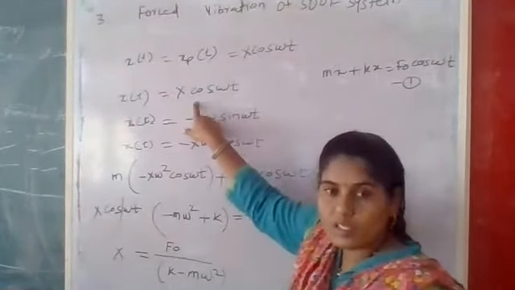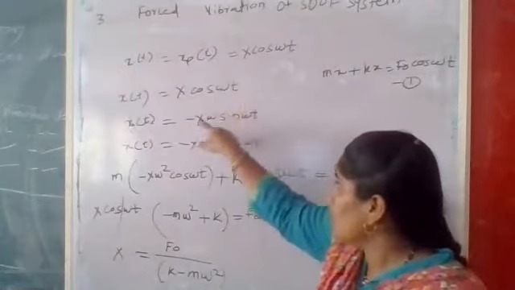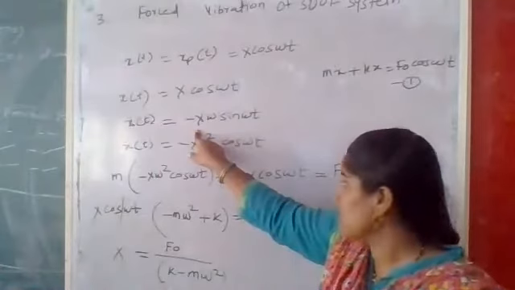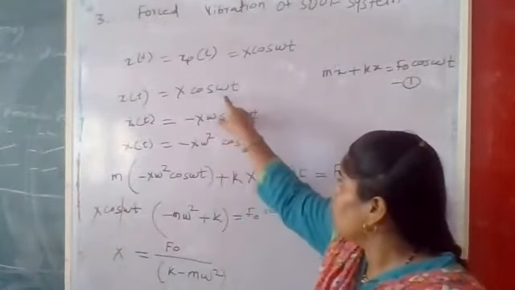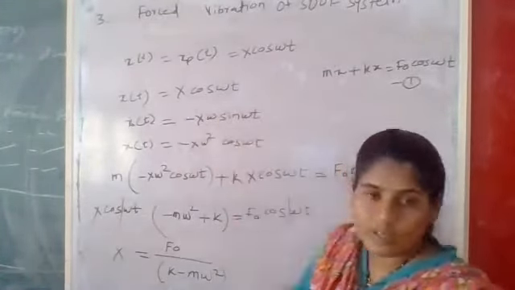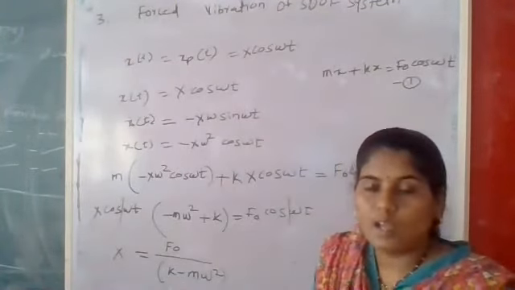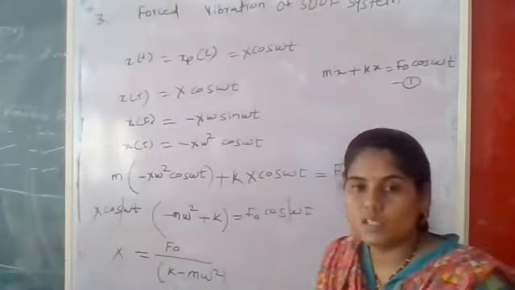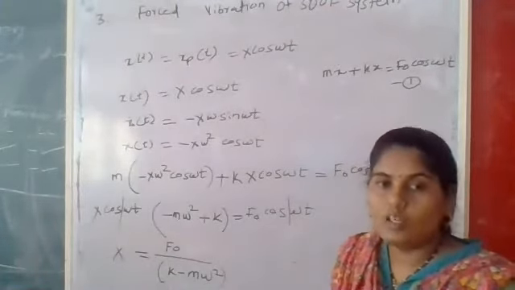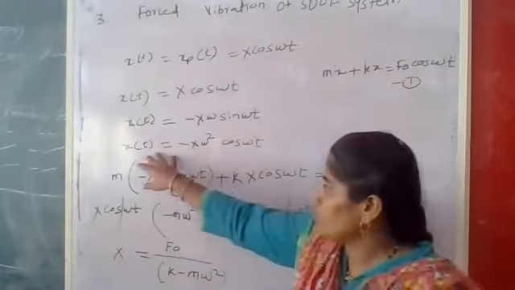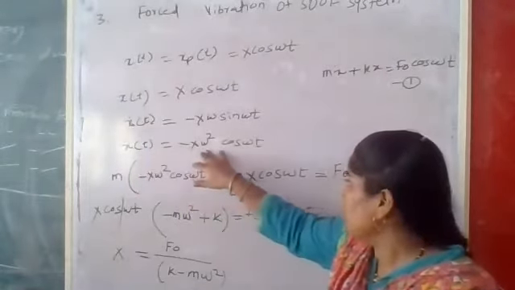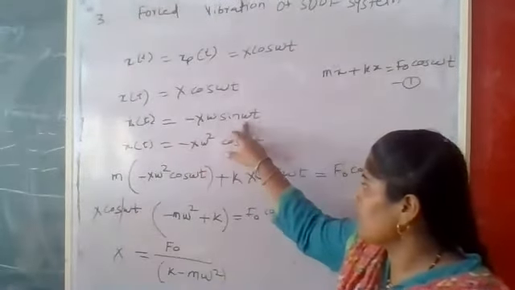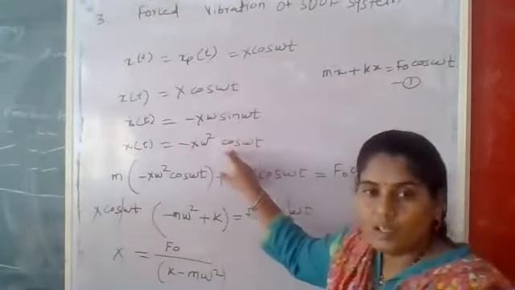So I have taken the first derivative with respect to t. What is the derivative of X cos(omega t)? The derivative of cos is minus sin(omega t) into omega, with X as the constant. Then again we have to take the second derivative: the minus X omega stays the same, and the derivative of sin is cos(omega t) into omega.